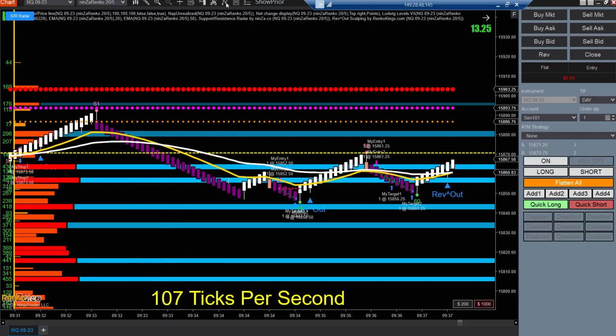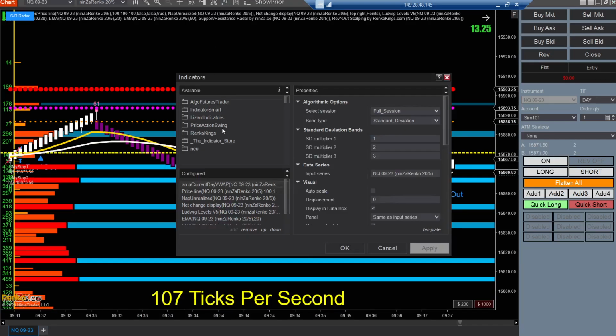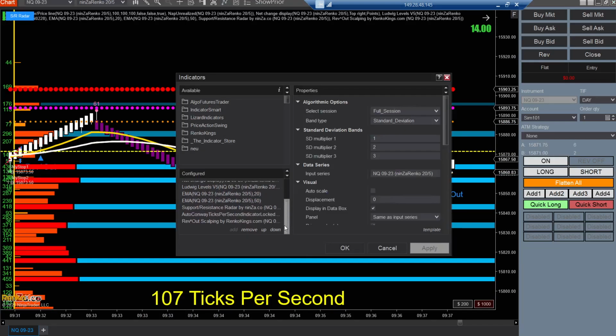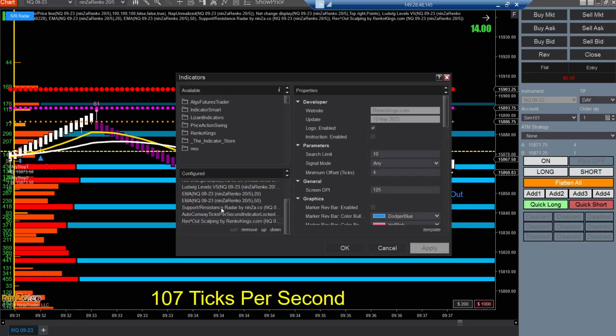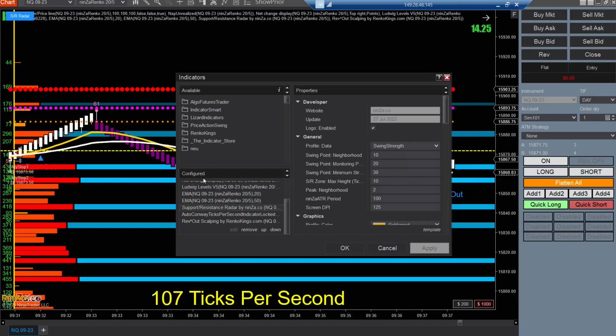So it's kind of what I did in the past three funded accounts using this system. It actually is through a company called Ninjaco, which he's using: Revved Up Scalper, which you're going to see is on here, and Support and Resistance Radar is on here. I've also got something called Ludwig Levels. Those are these colored dots up here, and I'll explain that.